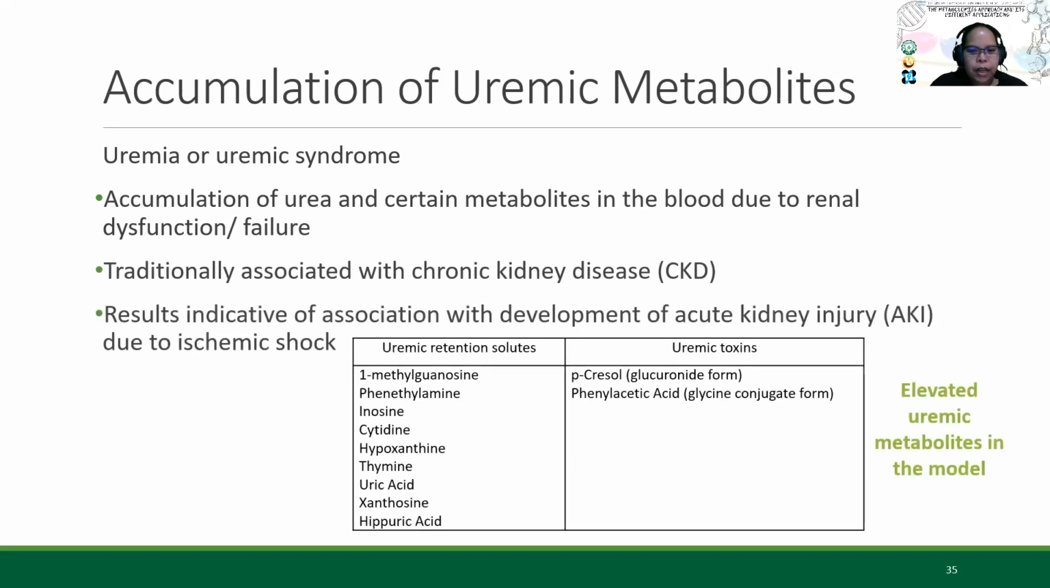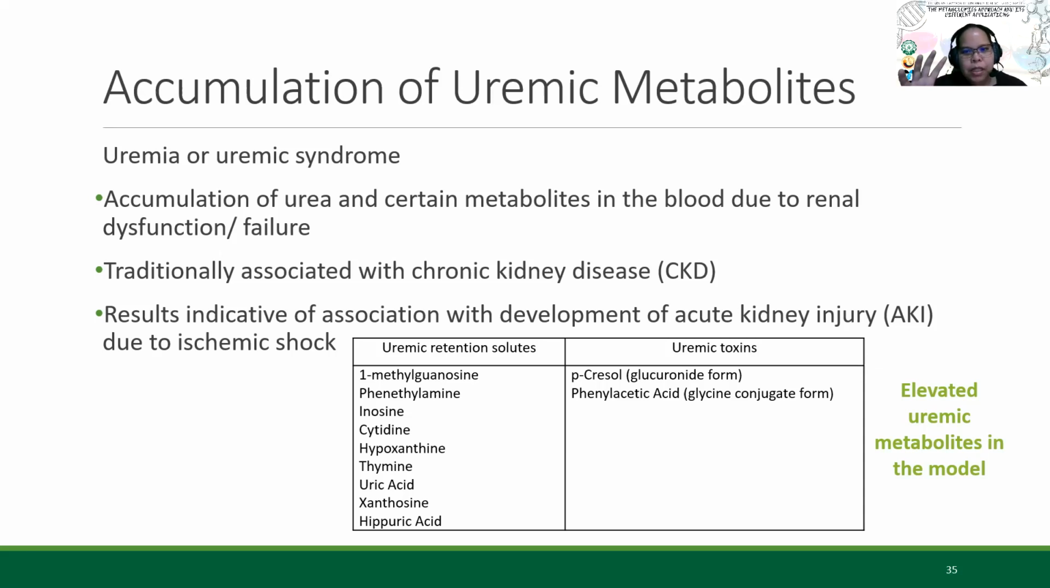The accumulation of these compounds or metabolites is indicative of the presence of possible uremia in the trauma injury pig sample. So from here, you can see certain uremic toxins as well as uremic retention solutes that are accumulating. So this can be indicative of acute kidney injury due to the ischemic shock.